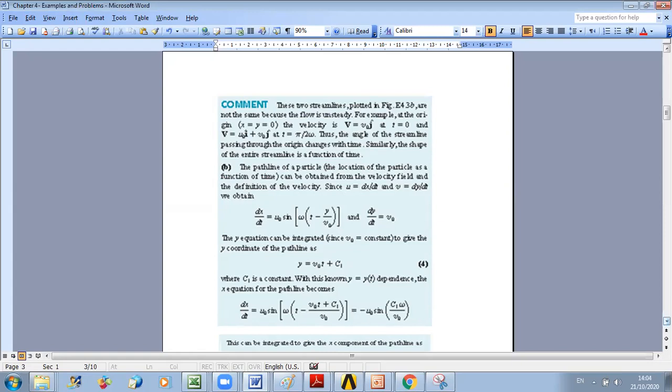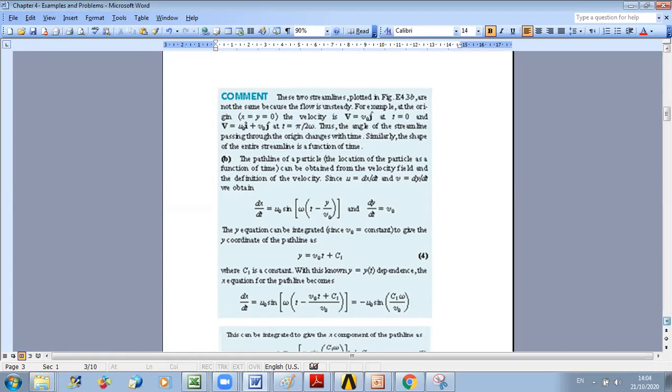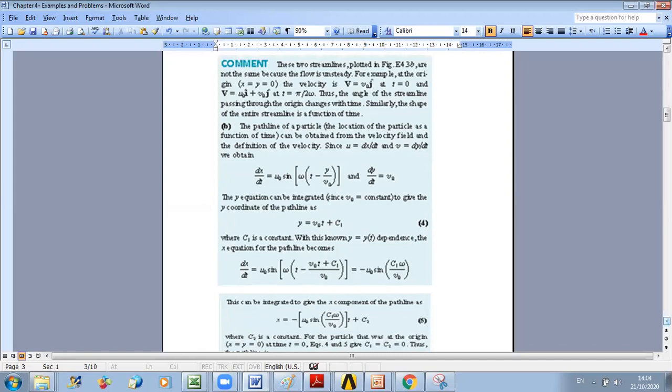So you want to find x function of t and y function of t. And in order to know what is the equation of the path line, you eliminate t between x and y. Okay? So for this example, as we said, your purpose to find the path line is to get x function of time first and y function of time.